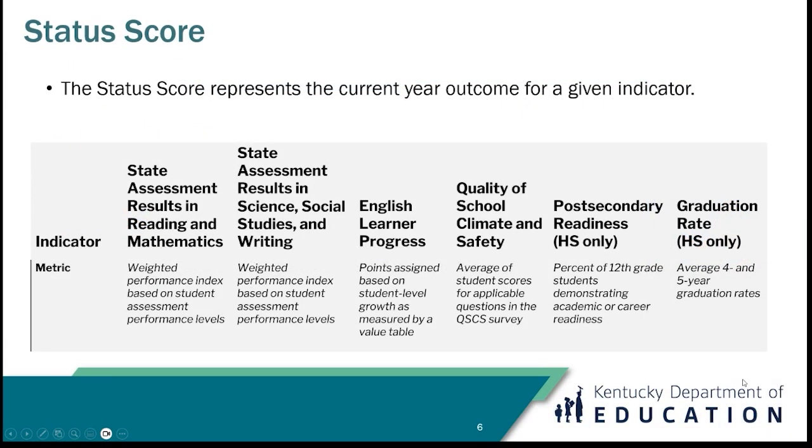The status score represents the current year academic outcome for a given indicator and is calculated according to the metric described in the performance level descriptor documents. Later in this training, I'll demonstrate how to configure the status for the indicators of the state assessment results in reading and mathematics and state assessment results in science, social studies, and writing.